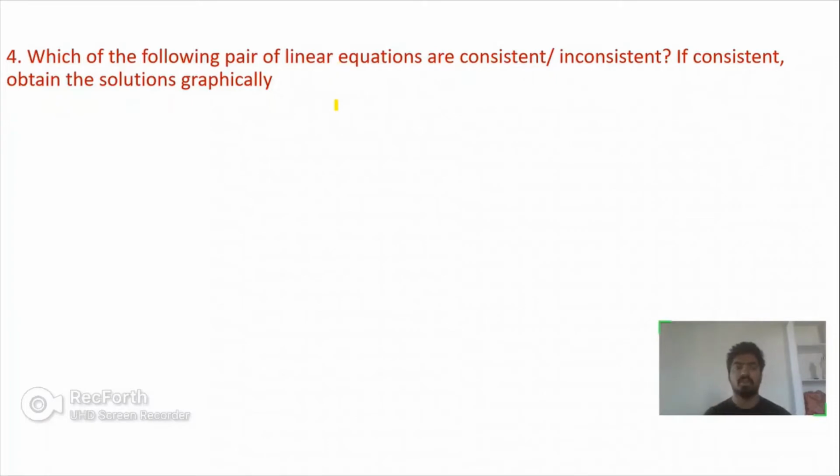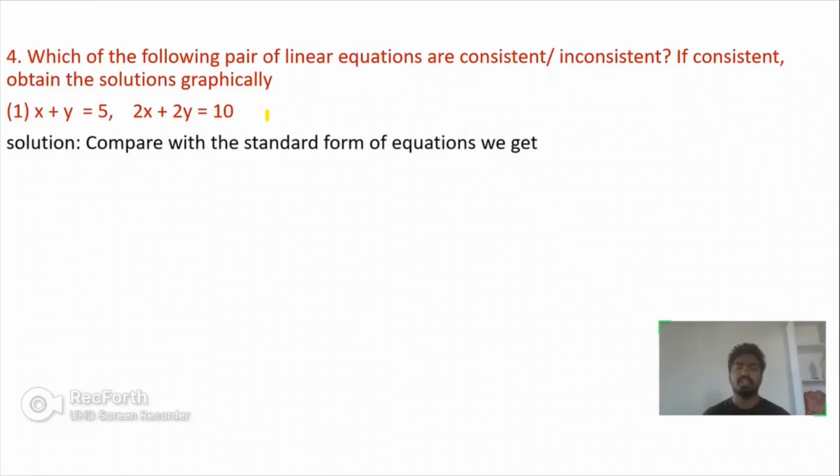Okay, so first problem. The given pair of linear equations are x plus y is equal to 5 and 2x plus 2y is equal to 10. So first step, what we have to do? We have to compare these two equations with the standard form of equations, that is a1x plus b1y plus c1 equal to 0 and a2x plus b2y plus c2 is equal to 0.